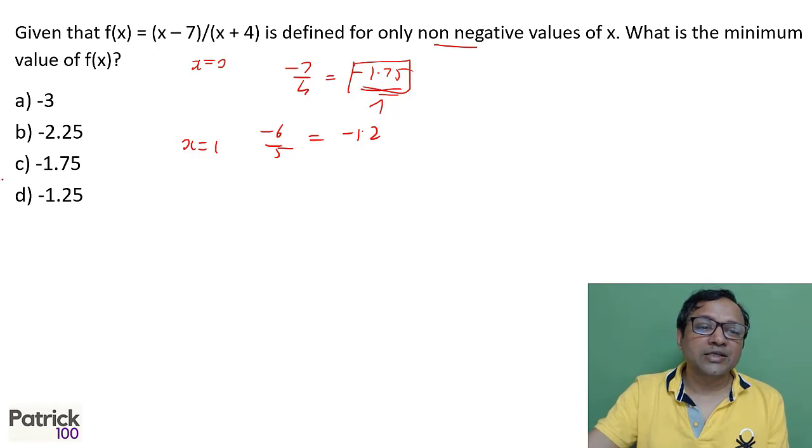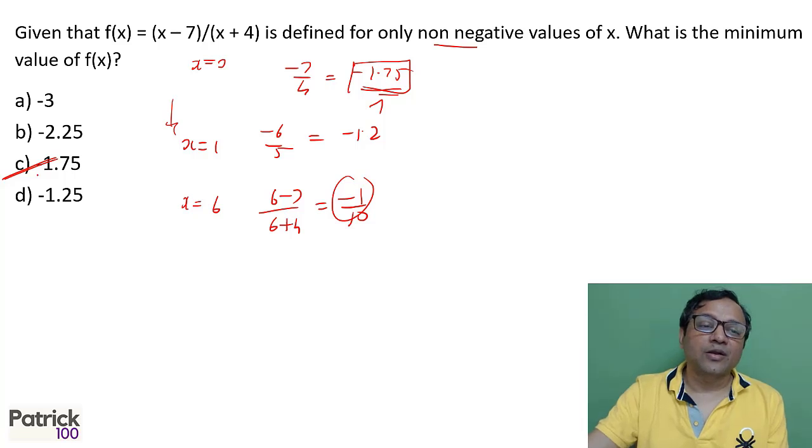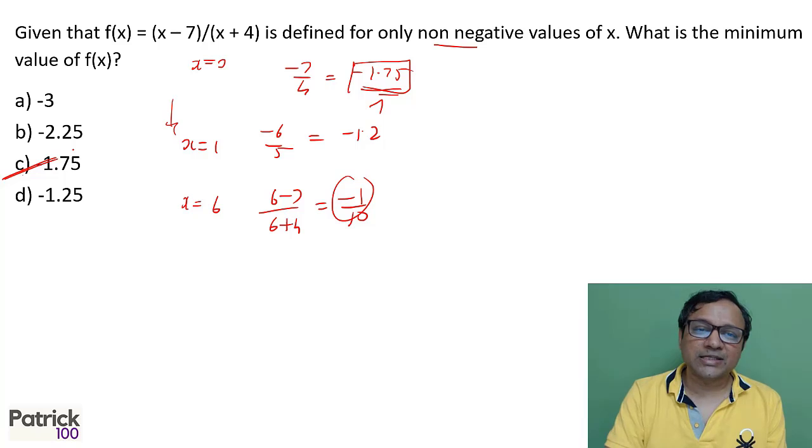So you can directly mark the C option because x is non-negative. You can't take negative values. If you take only positive values, take x as 1, 2, you realize if I take x as 7, it becomes 0. But before that, let's say x as 6, it becomes (6 minus 7) upon (6 plus 4), minus 1 upon 10. Again, that is bigger than minus 1.75. So minus 1.75 will be the smallest value. Just substitute and check out. That's how you get the answer.